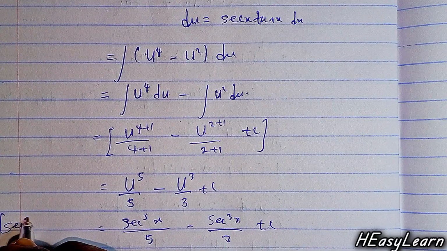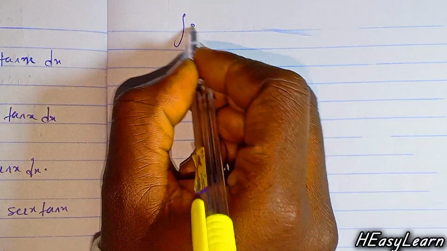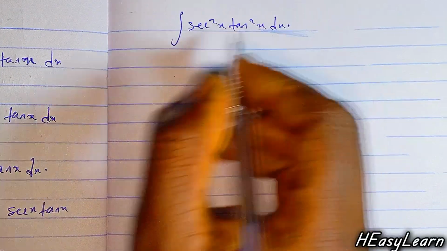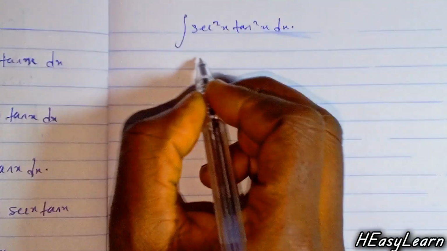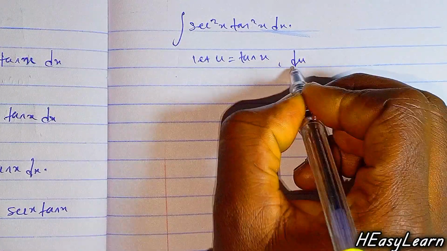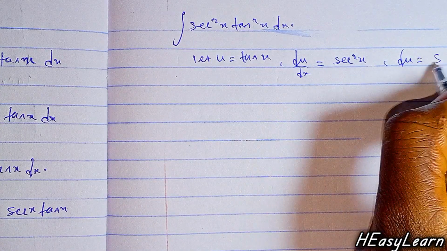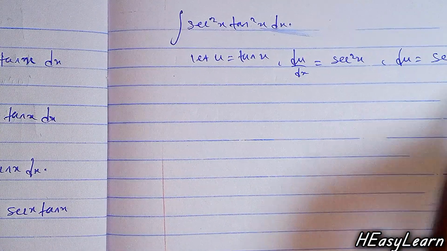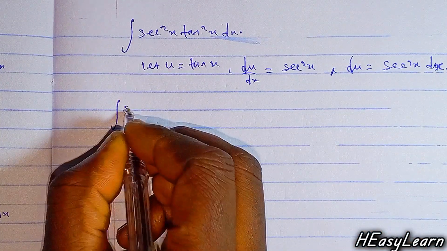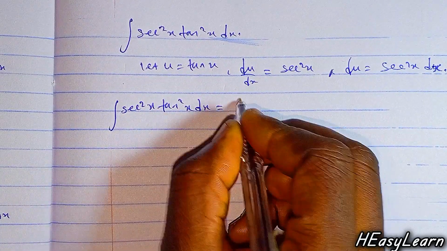This is the integral of sec cube x tan cube x dx. Also, to find the integral of sec square x tan square x dx is very straightforward. If we let u equal tan x, then du over dx is the same thing as sec square x, so du will be equal to sec square x dx.